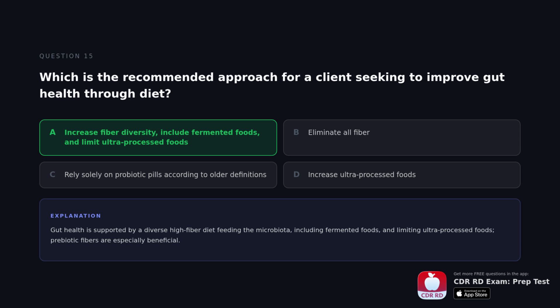The correct answer is increase fiber diversity, include fermented foods, and limit ultra-processed foods. Gut health is supported by a diverse high-fiber diet feeding the microbiota, including fermented foods and limiting ultra-processed foods. Probiotic fibers are especially beneficial.